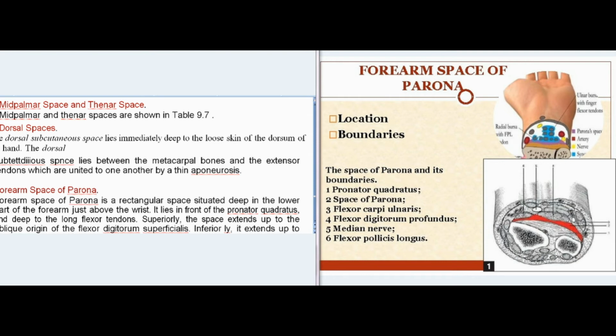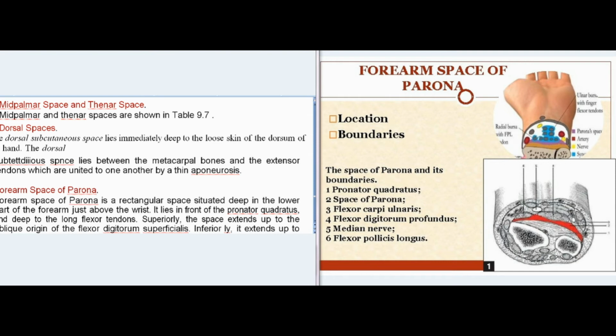Forearm space of Parona. Forearm space of Parona is a rectangular space situated deep in the lower part of the forearm just above the wrist. It lies in front of the pronator quadratus, and deep to the long flexor tendons.